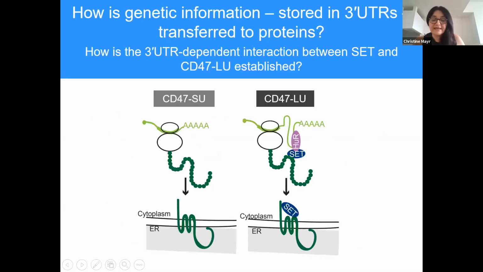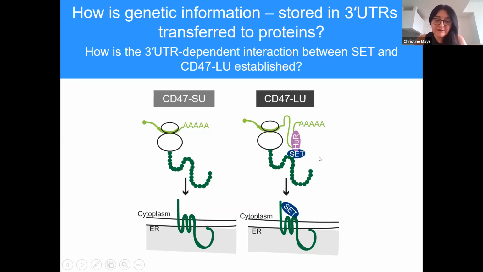Okay, so from this we concluded that 3' UTRs contain genetic information on protein functions that can be transmitted to proteins. And then, of course, we wondered how the information contained in 3' UTRs is transmitted to proteins. In the case of CD47, we thought it's quite easy: the information is contained in SET binding. SET first associates with the 3' UTR and later binds to the protein. We wanted to know how SET is transferred from the 3' UTR to the protein.